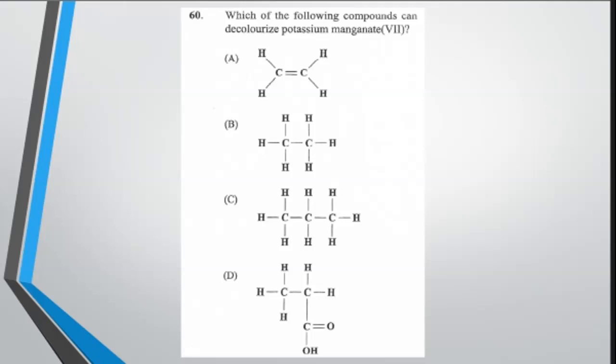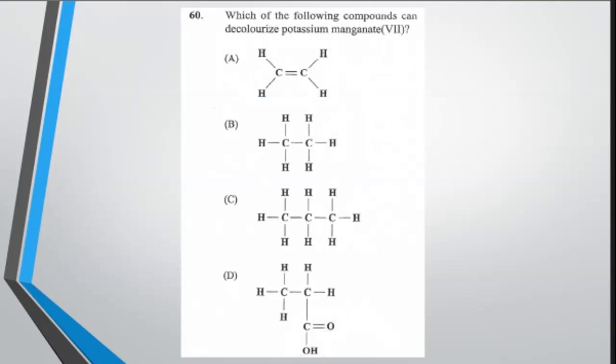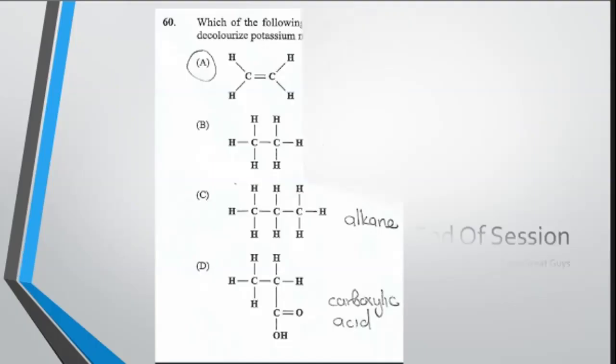So let's go to the question. Which of the following compounds can decolorize potassium manganate 7? Oh, A. A is an alkene. B is an alkane, so it would not happen. C is an alkane, so it would not happen. And D is an acid, C double bond O, OH, so it will not happen. So the only answer to this question is A as in apple. It decolorizes potassium manganate 7.